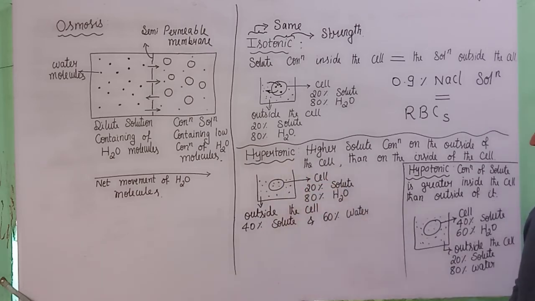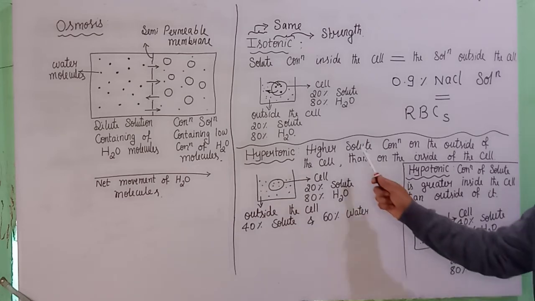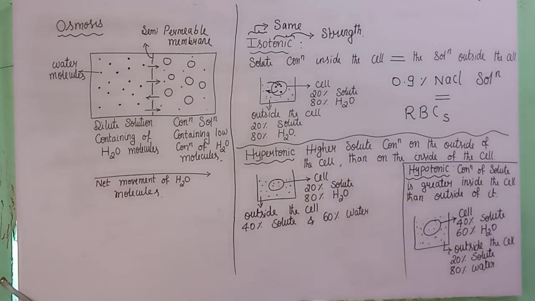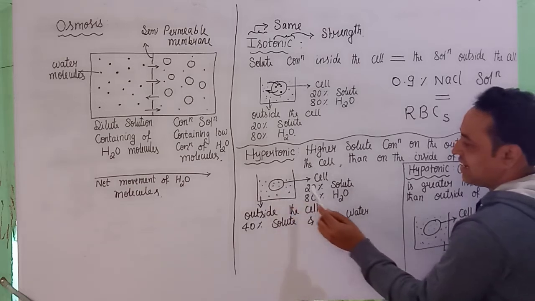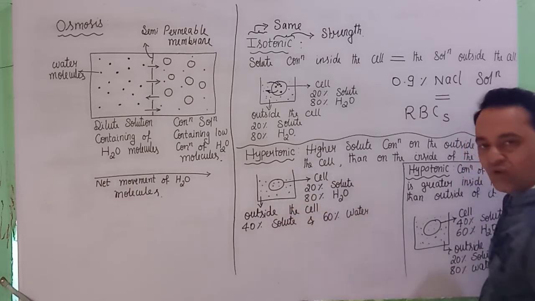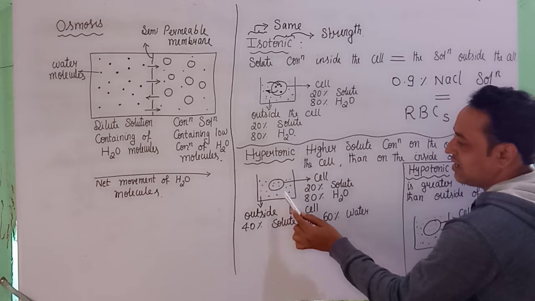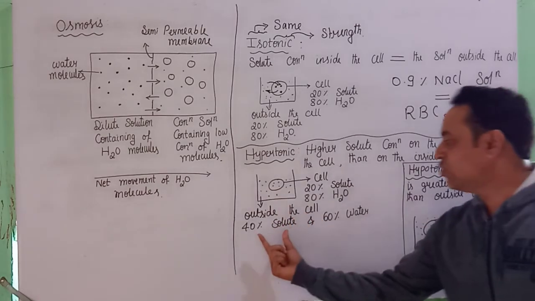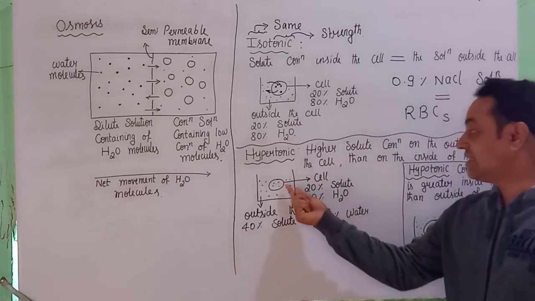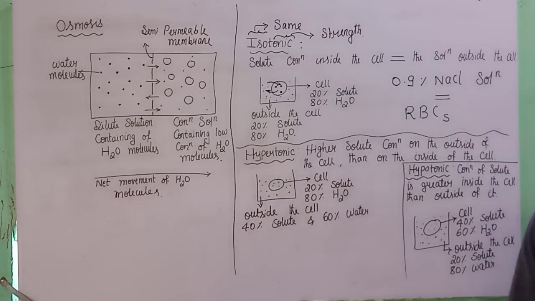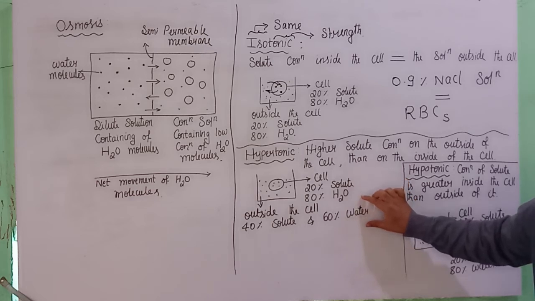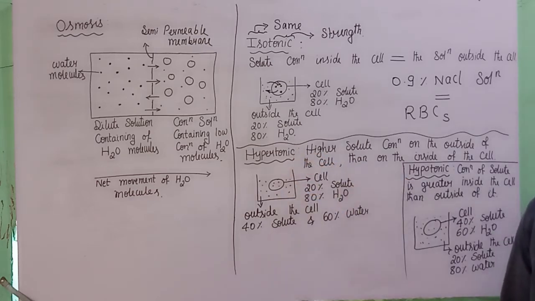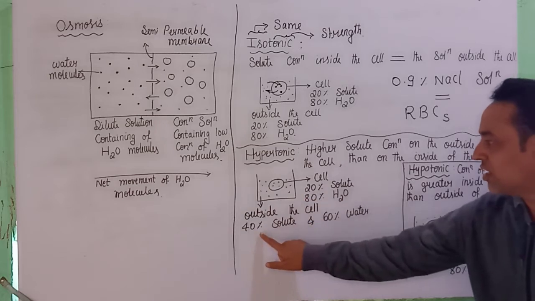Whereas hypertonic solution means higher solute concentration on the outside of the cell than on the inside of the cell. As you can see here, the cell contains 20% of solute and 80% of water, whereas the solution in the beaker contains 40% of the solute and 60% of the water. That's why this solution is considered hypertonic, as the concentration of solute is more than in the cell.